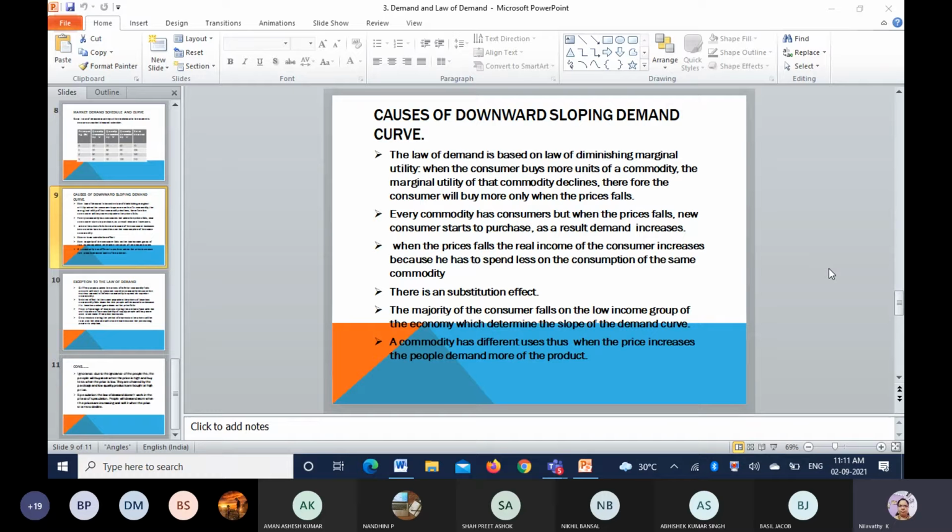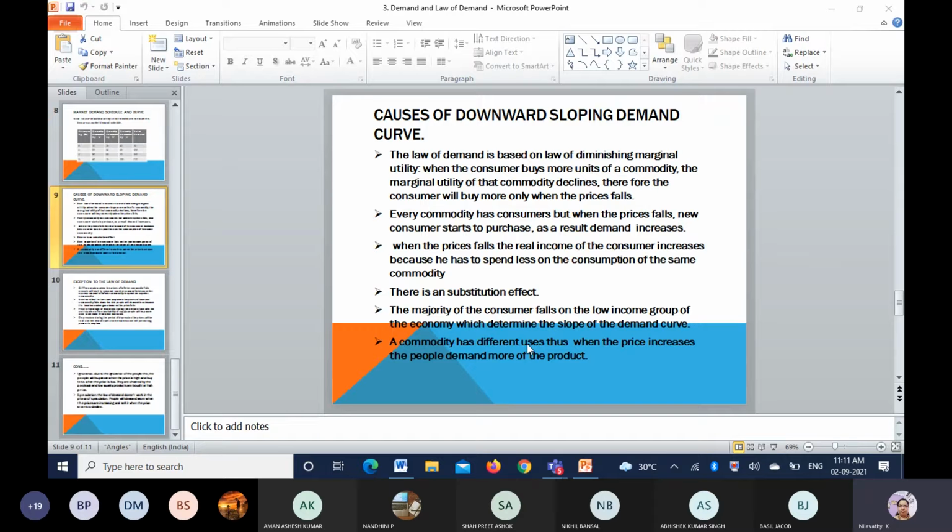So if the price is going to be high, they will be buying very less of it, and if the price is very less, they will be buying more of it. As these people are influencing, again the demand curve of an economy is a downward sloping curve. And finally, a commodity has different usages.